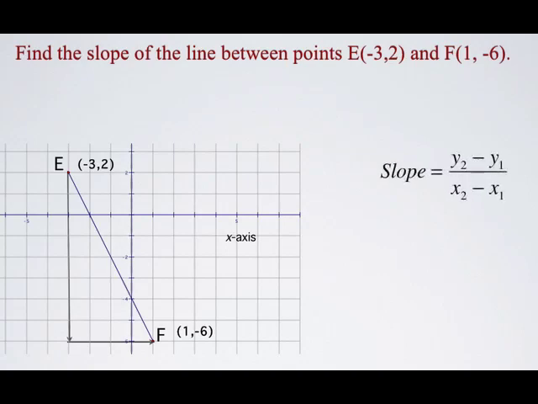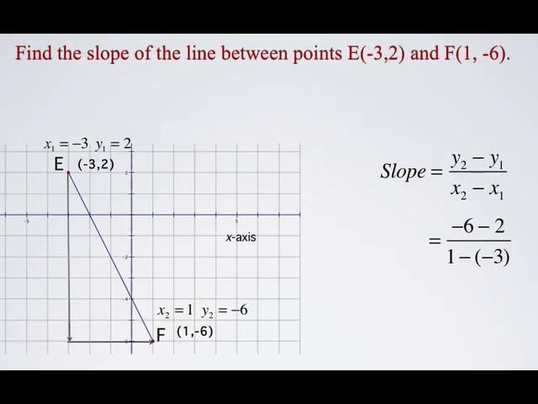Again, we'll start off with our slope formula: y2 minus y1 over x2 minus x1. Our point F will be our second point, and our point E will be our first point. Therefore, our y2 is negative 6, and our y1 is 2. Our x2 is 1, and our x1 is negative 3. We substitute these points into our formula to have negative 6 minus 2 over 1 minus negative 3.